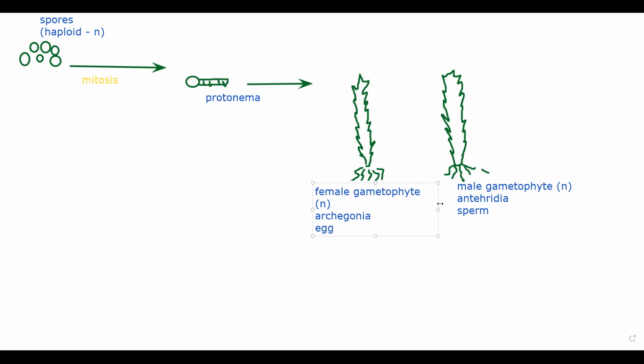Remember, the gametophyte is the haploid part of the moss life cycle. There's a star-like structure at the top of the female gametophyte, and at the top of the male, there's some sort of flower-like structure.